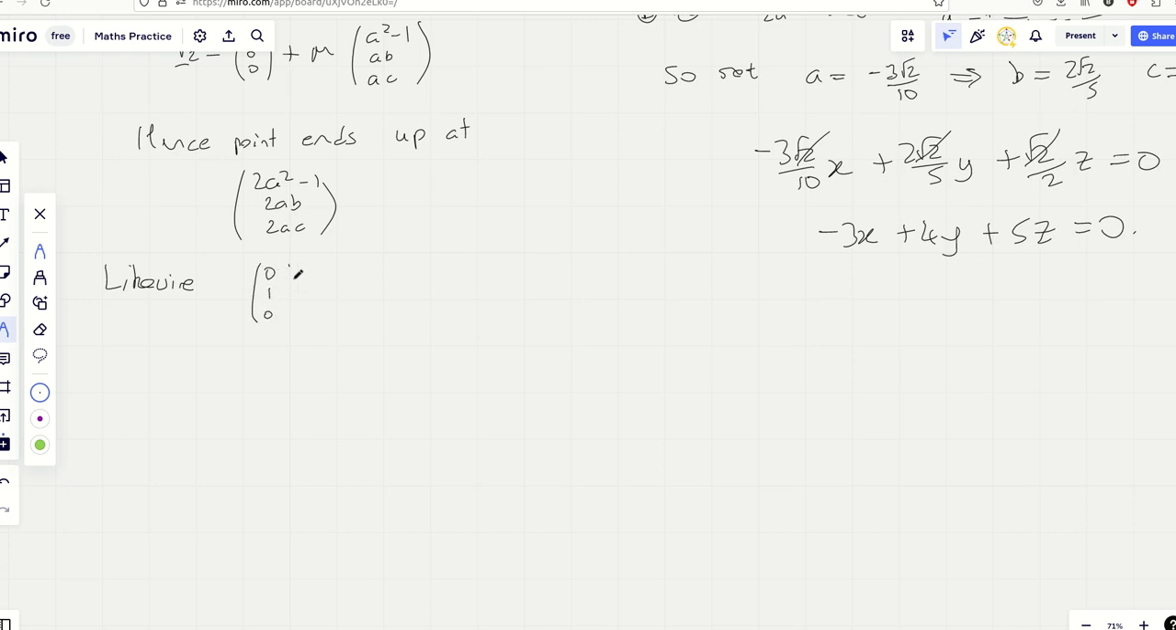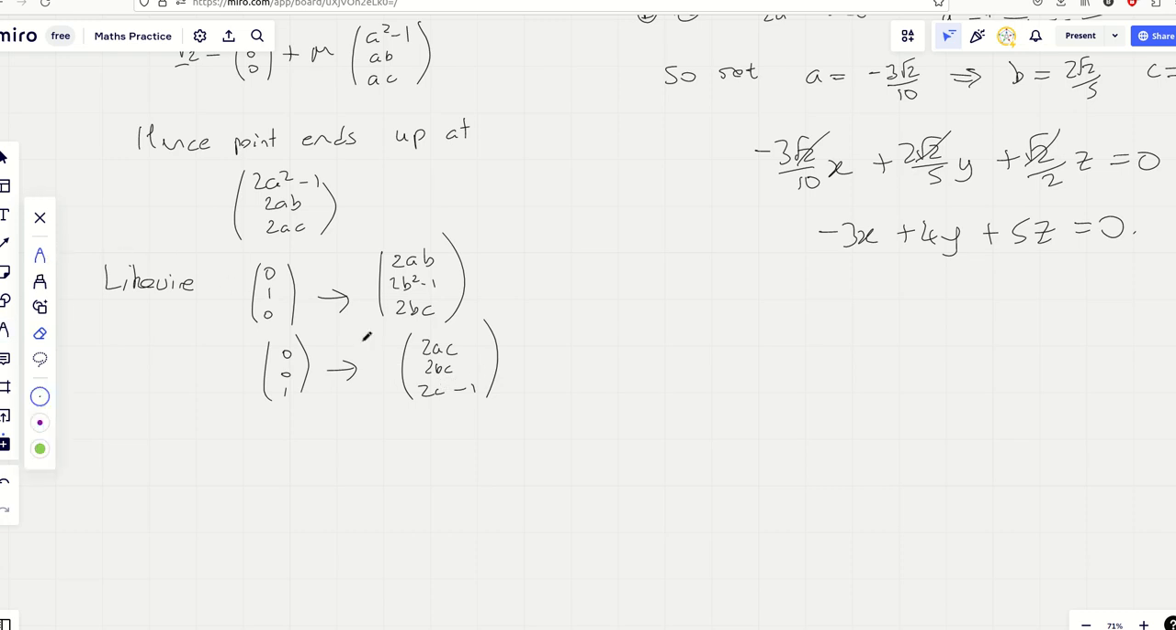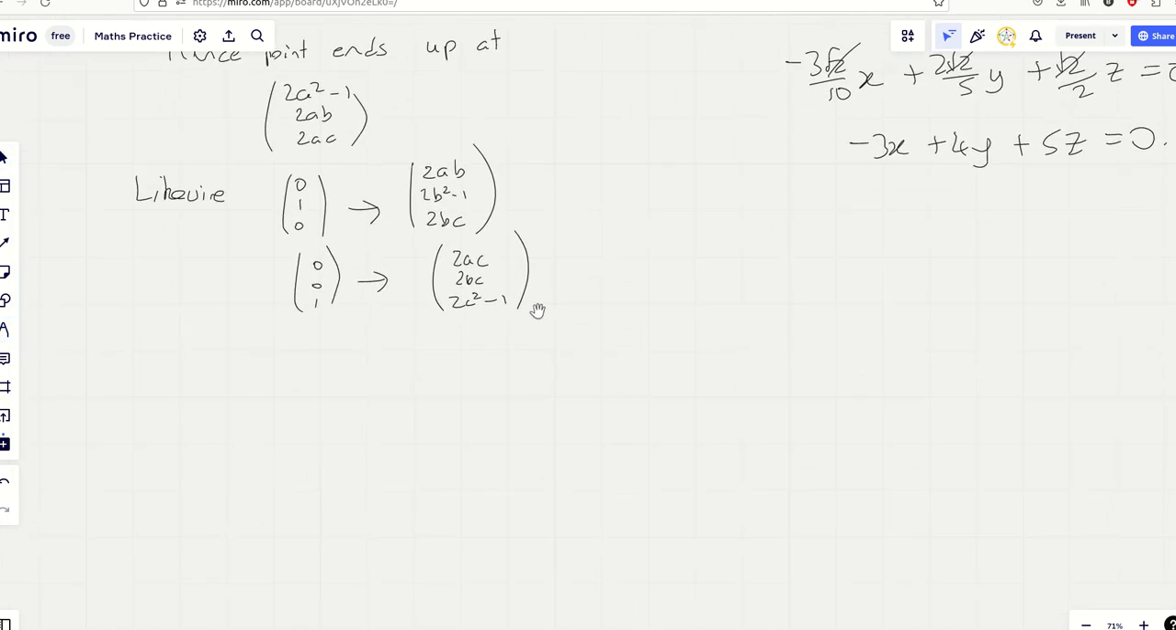for j, it's going to go to, right, let's use this symmetry argument again. Okay, so these are going to have like 2ab and then 2bc in here, and then the middle term is going to be 2b squared minus 1. And for 0, 0, 1, we're going to have 2ac, 2bc, and 2c squared minus 1. Yeah, I hope you can see where I'm getting those figures from. I'm just using a symmetrical kind of argument for what's going to happen with i, j, and k. It's just going to revolve around. Don't do the working again, it takes too long.